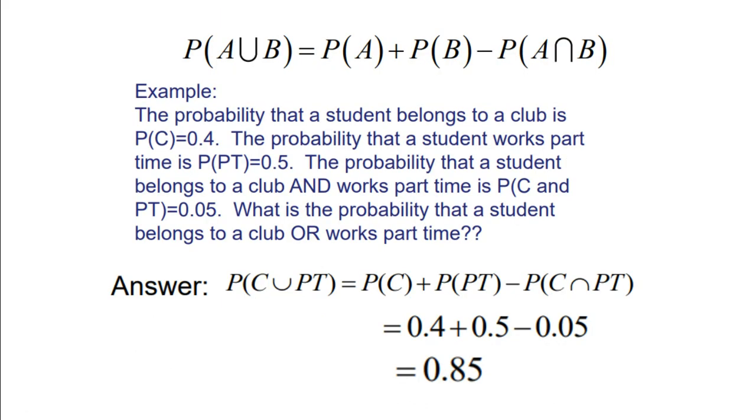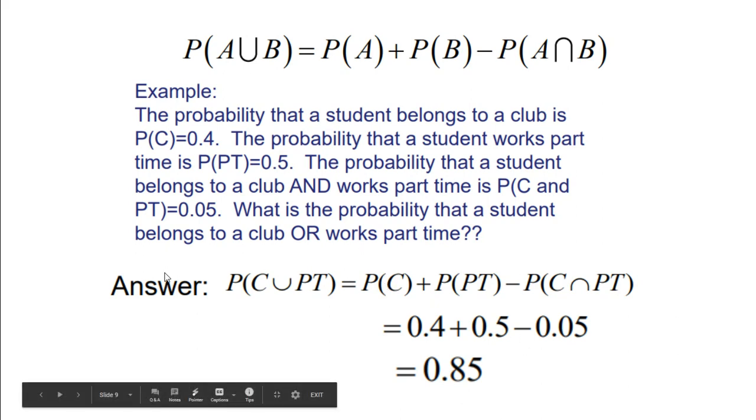Okay, so this is just an algebraic example. The probability of A union B is P of A plus P of B minus P of A intersection B. So here's some information. The probability that a student belongs to a club is P of C, which is 0.4, 40%. The probability a student works part-time is P of PT, which is 0.5, 50%. The probability that a student belongs to a club and works part-time is 0.05. What is the probability that a student belongs to a club or works part-time?